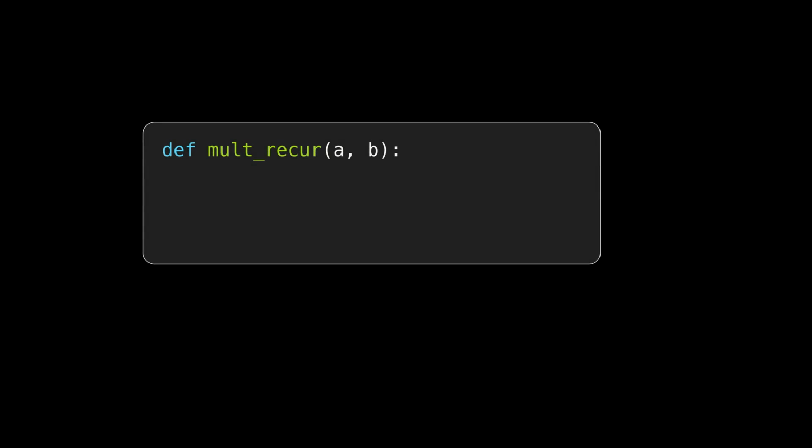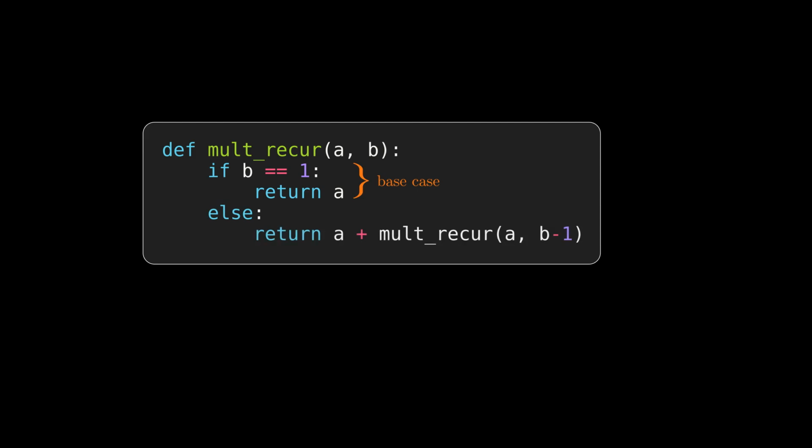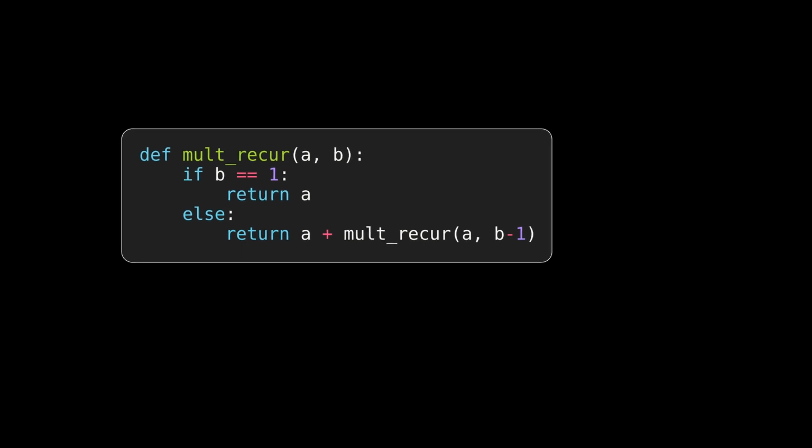Here is the definition as Python, def multRecur of A and B. We start with the base case because it is the simplest to think about. If B is equal to 1, the product is just A, so we immediately return A. Otherwise, we take the recursive step, return A plus multRecur of A and B minus 1.